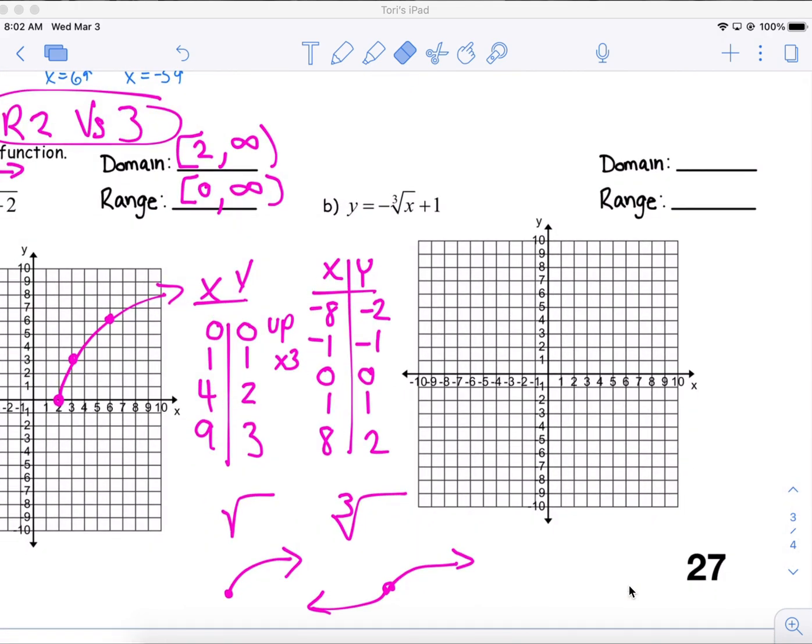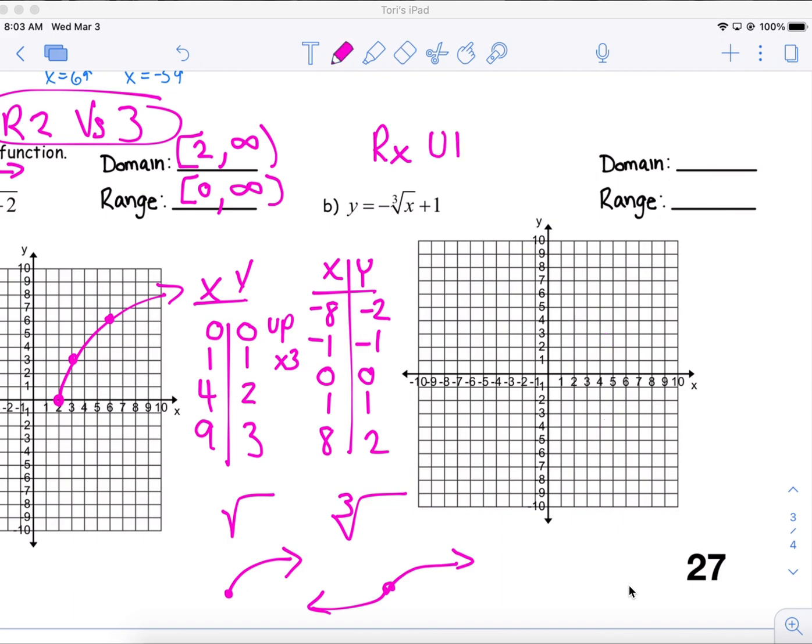So for B, if I look at my transformations, this 1 is outside of the cube root, so I'm going to go up 1. But that would be at the end. So let me go back and do order of transformations. We work from the inside out, so there's nothing inside. The reflection on the outside is over the x-axis, because if all I'm doing is making the y number negative, that means I'm flipping it this way. So flipping over the x-axis. Then at the end, I'm going to go up 1 because he is not in parentheses.